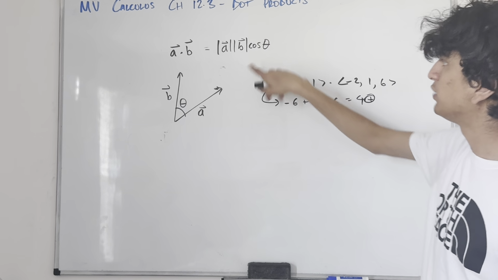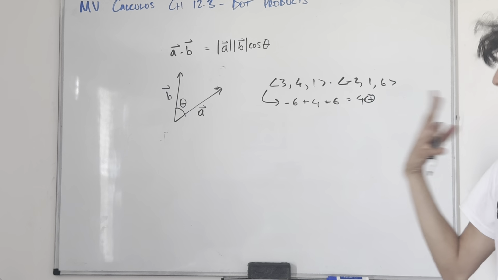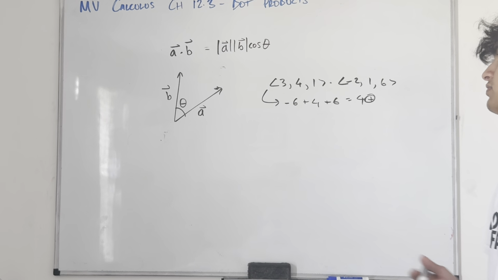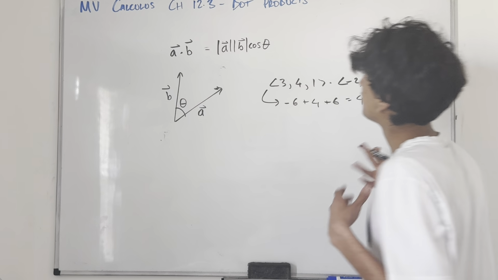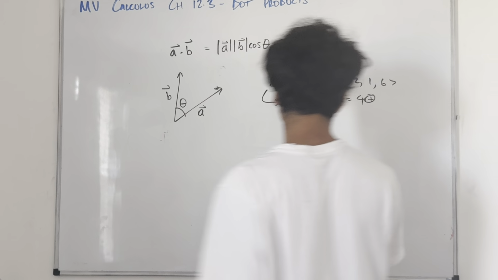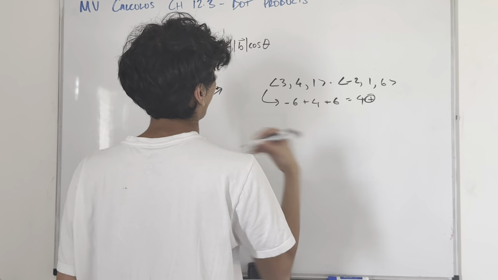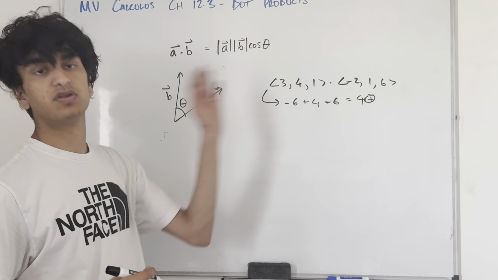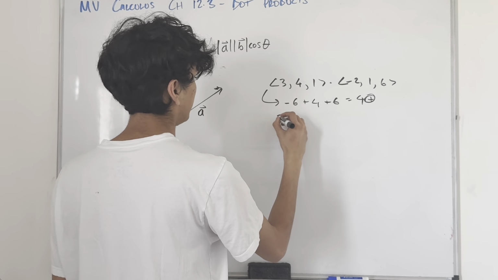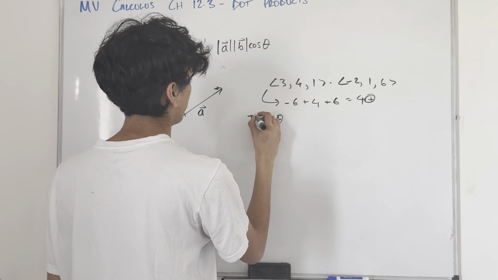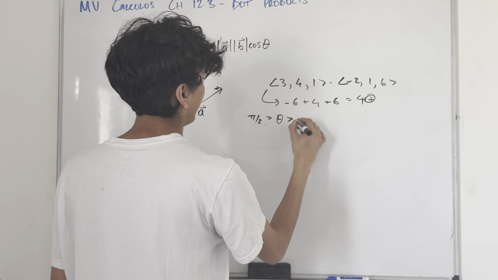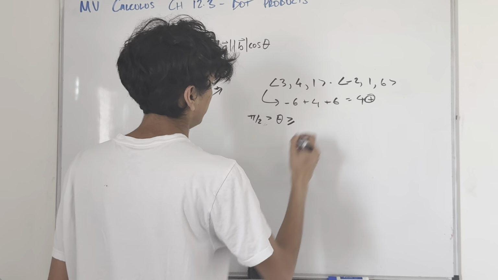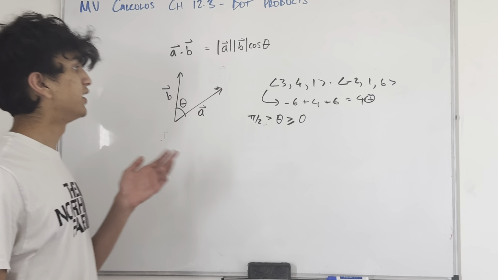The magnitudes of A and B will be positive. So my cosine theta has to be positive. I know that if the dot product is positive, then cosine theta first of all needs to be positive. And for cosine theta to be positive, if you think about a unit circle, theta has to be between 0 and pi over 2, not including pi over 2.